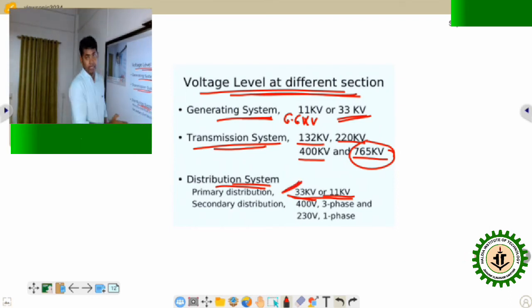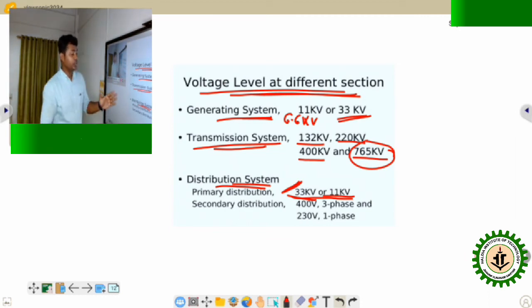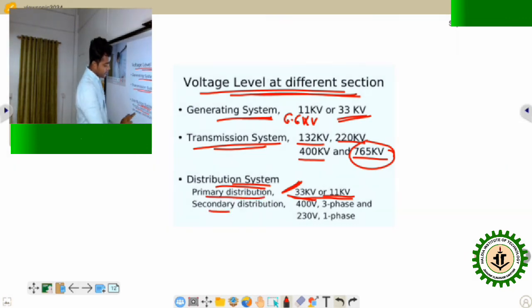And this is the primary distribution level, and in the secondary distribution level the voltage is 400 volt or 230 volt, 400 or 415 volt. This is the three-phase voltage, and this is the single-phase voltage. The single-phase voltage is used for domestic or household purposes, and the three-phase voltage is used in small industries or works where a three-phase induction motor is there.